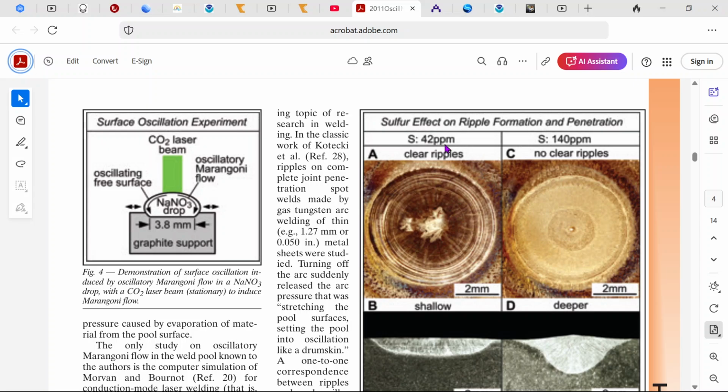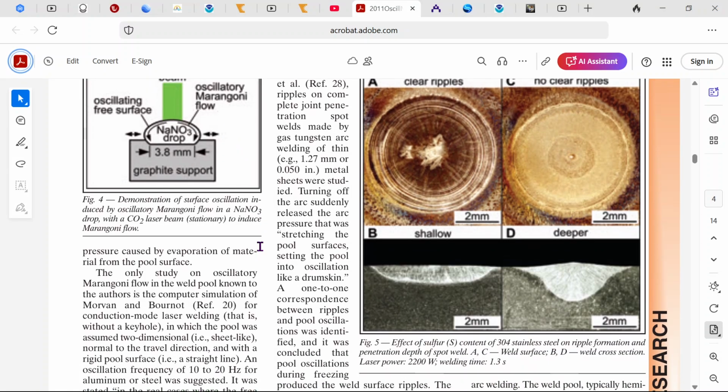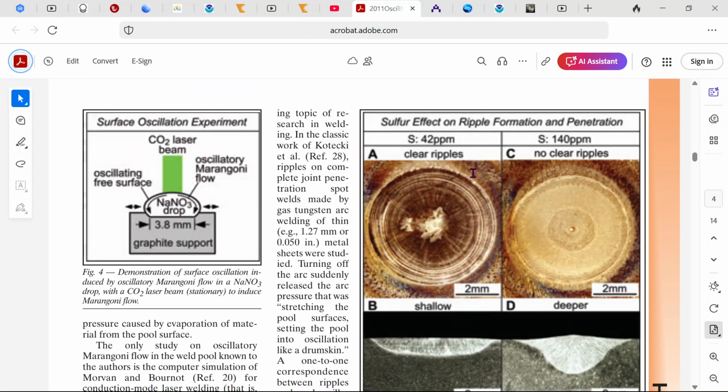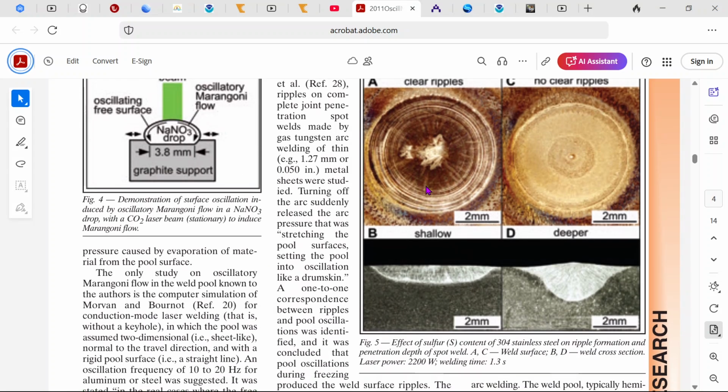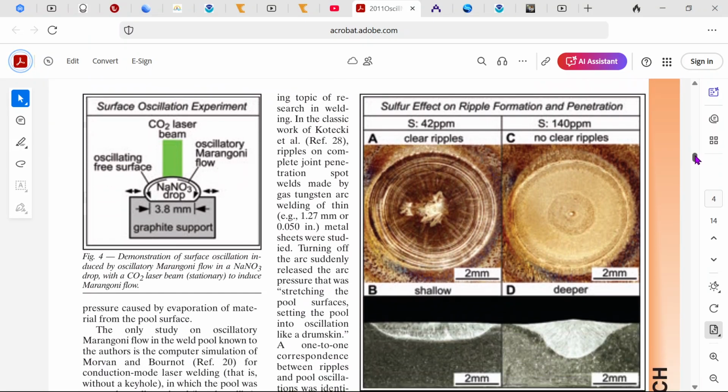42 parts per million sulfur. We have a shallow crater. And here we have a laser beam. This is how they were checking this whole thing out. And you have to recognize that the universe is electric. This is electric. We have light, energy, and all the same thing like the sun does. So here on the left, 42 parts per million sulfur, a shallow crater.